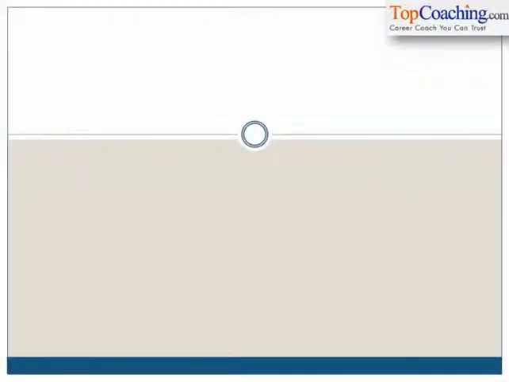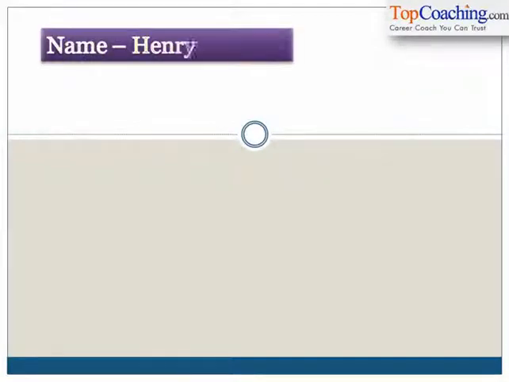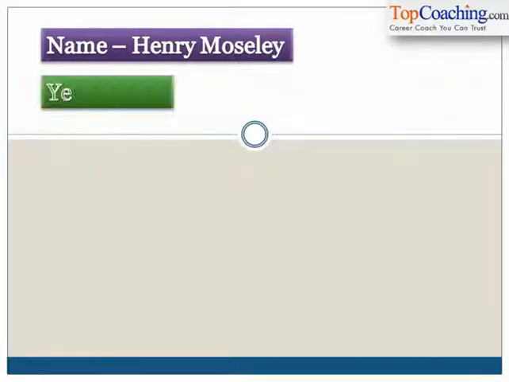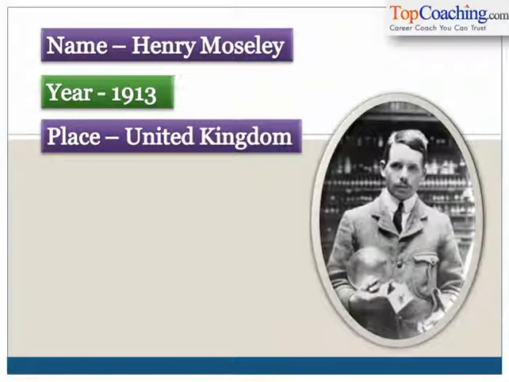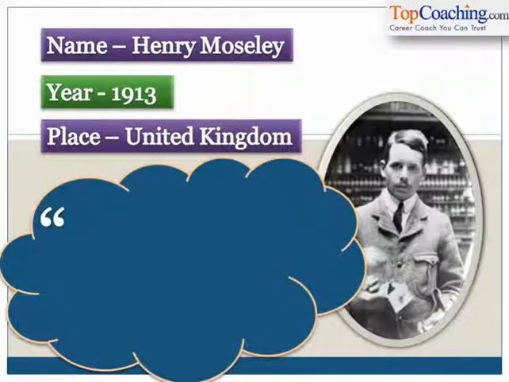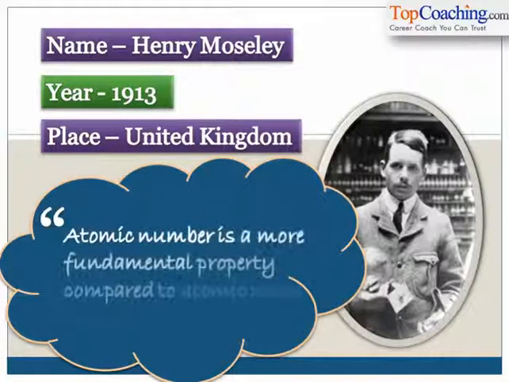The next attempt at classification of all the elements was made by Henry Moseley. Henry Moseley prepared a list of the periodic table of elements in 1913. The periodic table prepared by Henry Moseley is called the modern periodic table, and it is the periodic table that we generally use in our daily life even today. Henry Moseley was from the United Kingdom. Here is a photograph of Henry Moseley. So what did Henry Moseley say?